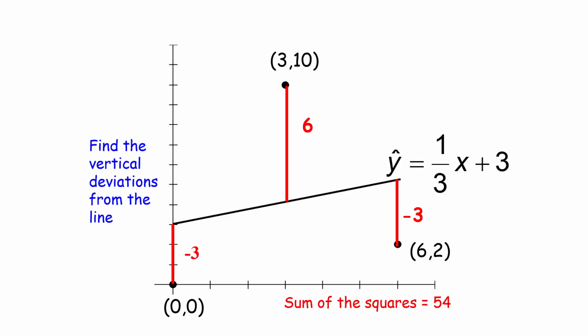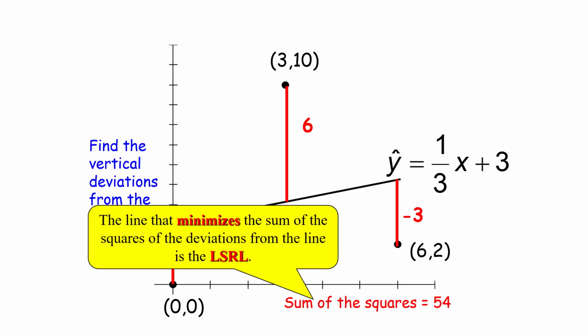So you should have gotten that the sum of the squares was 54. Now, this is the line that minimizes the sum of the squares of the deviations from the line, which is our LSRL, or least squares line. So let's go ahead and do some more examples.